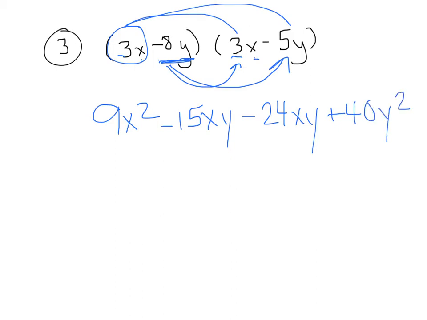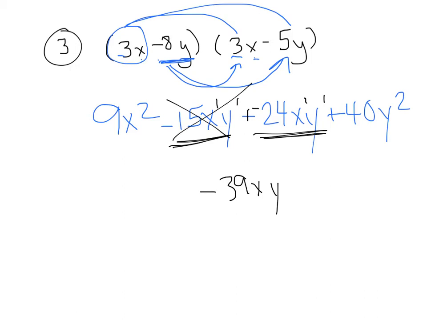And now I have these two terms in the middle. I have this minus 15xy and this minus 24xy. And since they both have an x to the first power and a y to the first power, I can combine these terms. So negative 15 and plus a negative 24 is going to give me a negative 39xy.